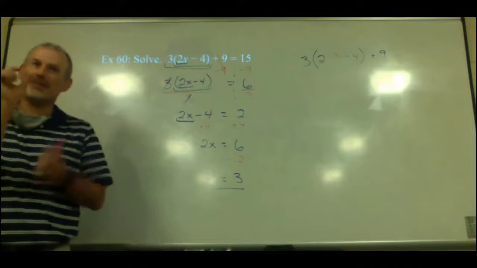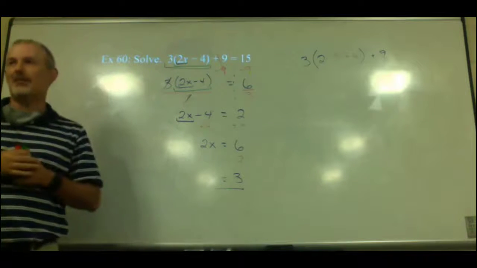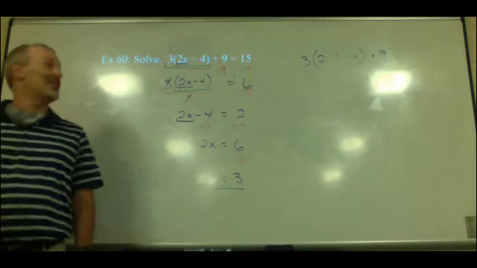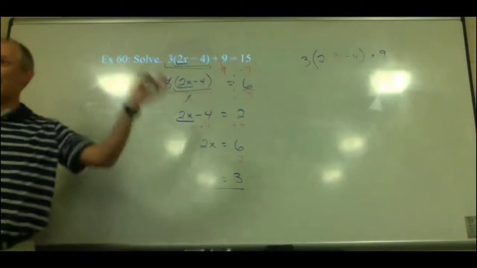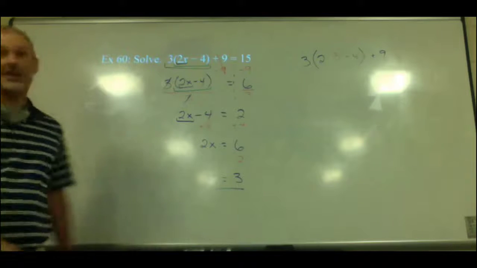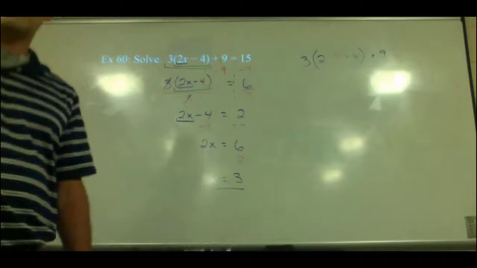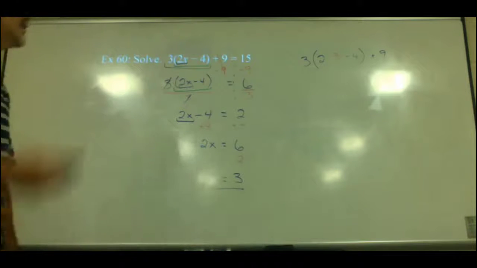That's why we want to identify what's the inside. Eventually you're going to look at it and you're like, oh, I know. I have to get rid of the 9 first because that's the outside. And then I'm going to get rid of the 3. And then you start understanding it more easily.